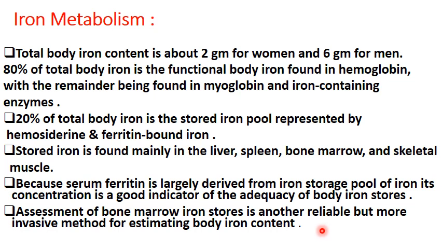We just withdraw blood from the patient, take the blood sample, and then estimate the level of ferritin. Then we can know the level of the ferritin in the body, and according to this it reflects the adequacy of the iron stores in the body. Bone marrow estimation of the iron is another way, but it is usually not used because it is an invasive method.